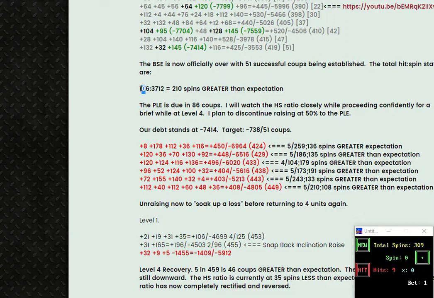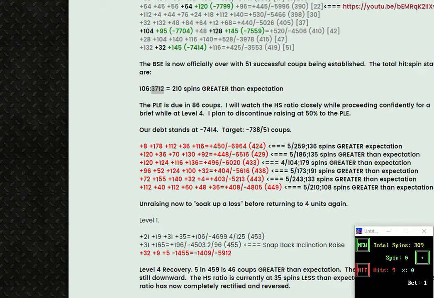So when you have 106 spins, it's the same thing as 1. It's the same thing as 0. In other words, that's the expectation to get a hit every spin. Okay. When you have multiple spins, like here we had 3,712 spins, well, how many hits are expected in there?